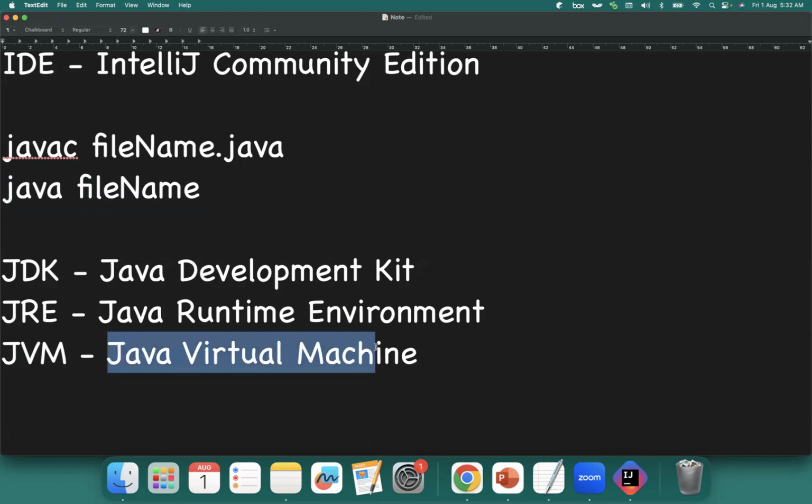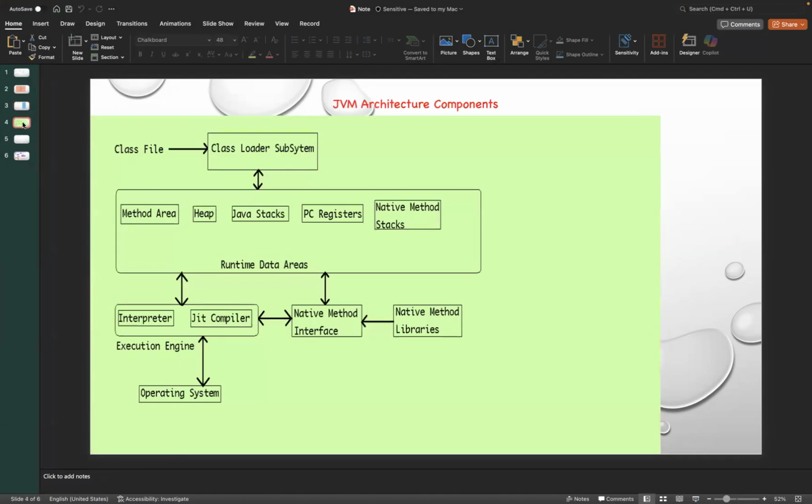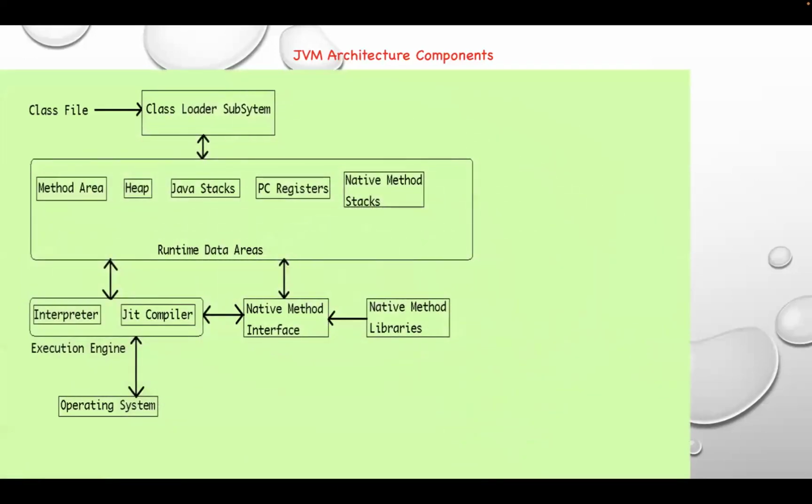Whenever you are running the program, the JVM will use JRE components also. Let us see this. Go back here. This is our JVM architecture components. I'll give you one minute to have a look at this, and after that I'll explain.